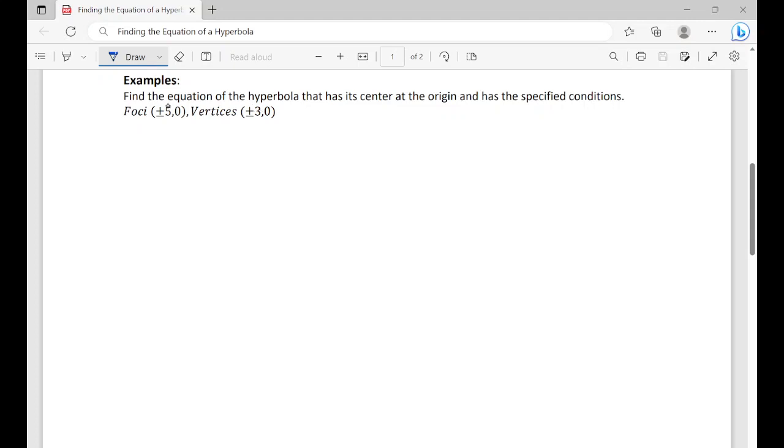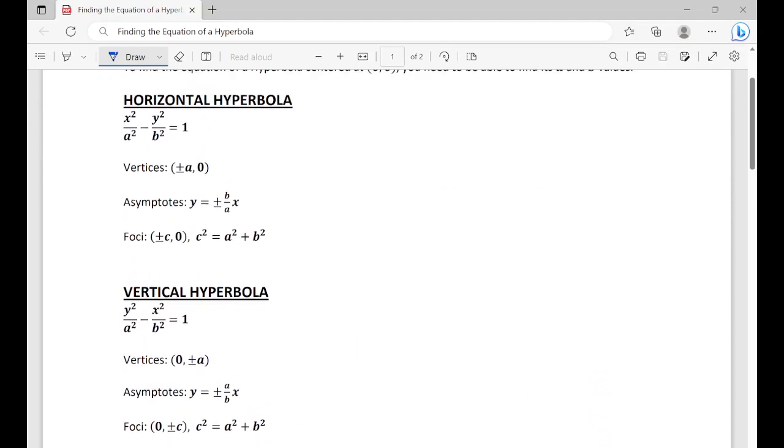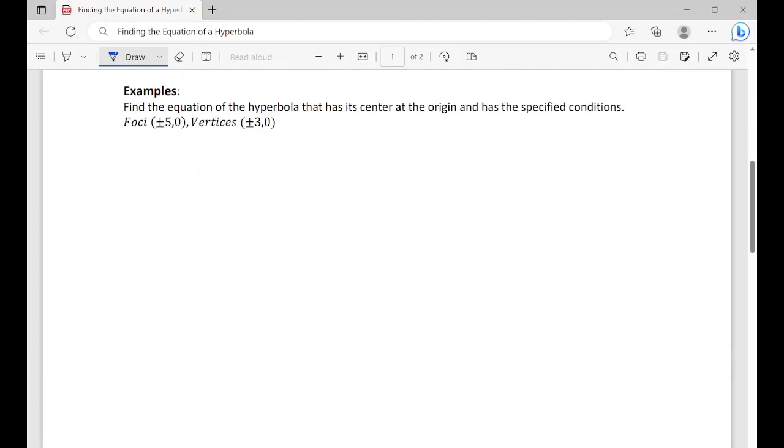Since the x values have numbers, we are going to be using the horizontal hyperbola equation here. That's going to be our general form. So x squared over a squared minus y squared over b squared equals 1 is our general form. From our foci and our vertices, we can see that c equals 5 and that a equals 3.